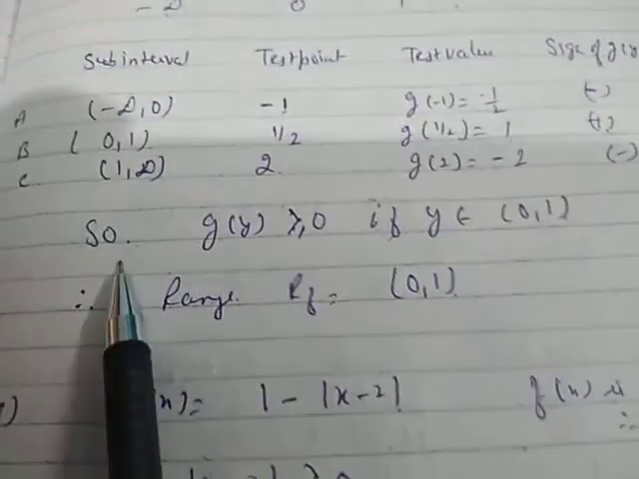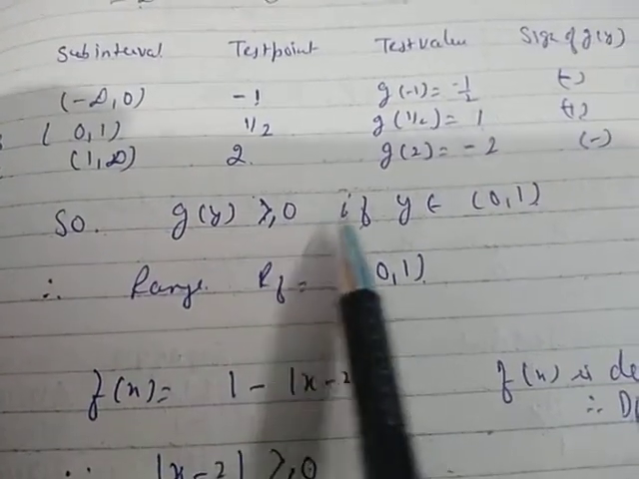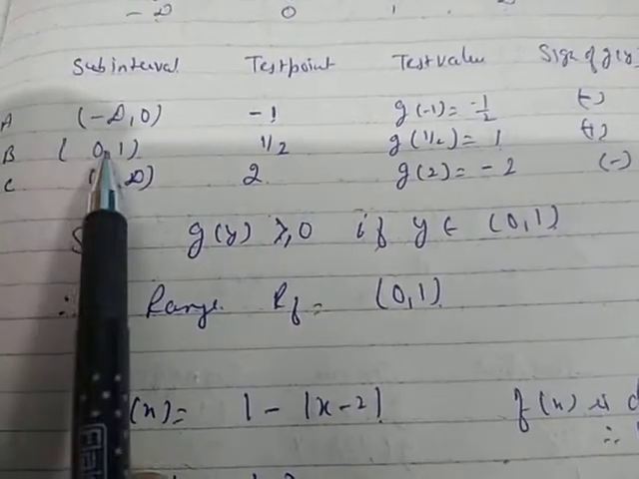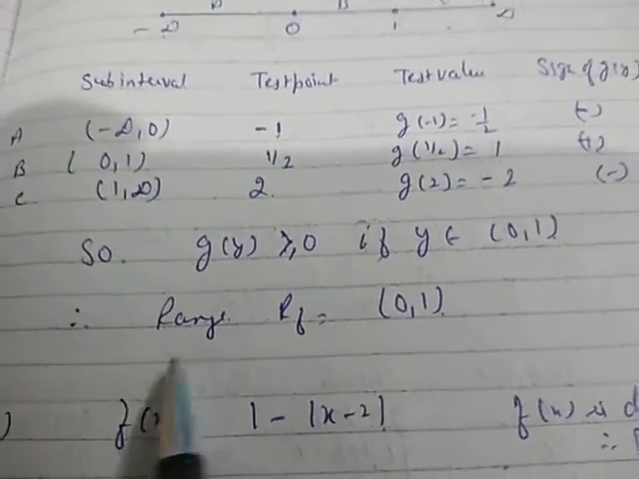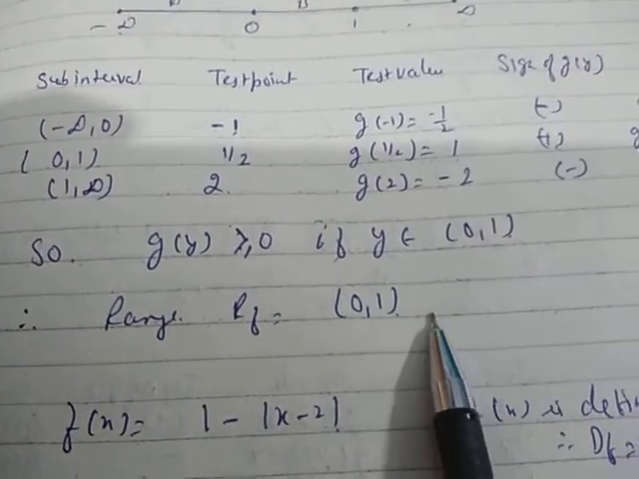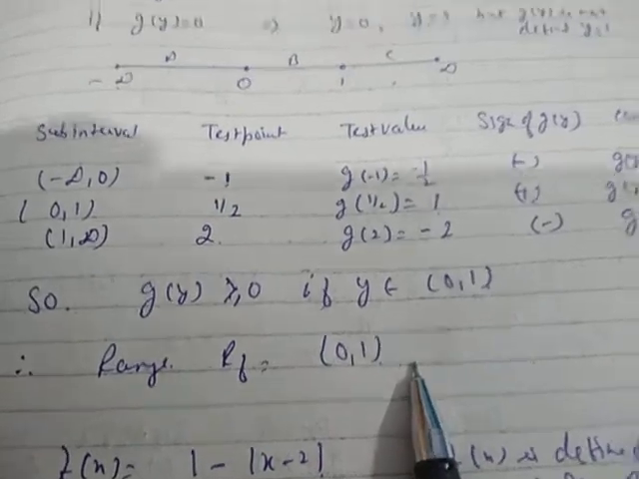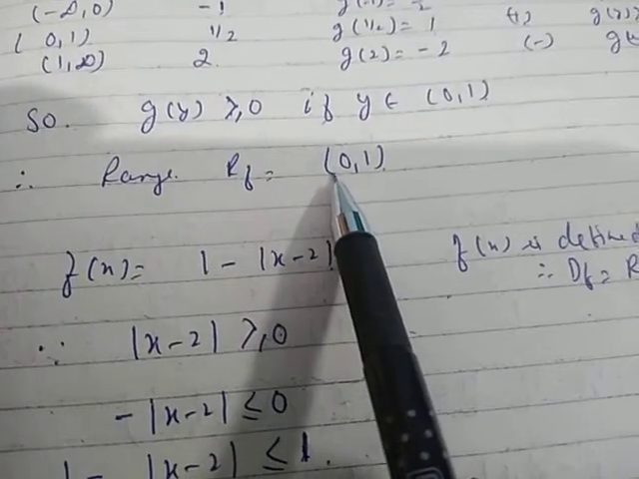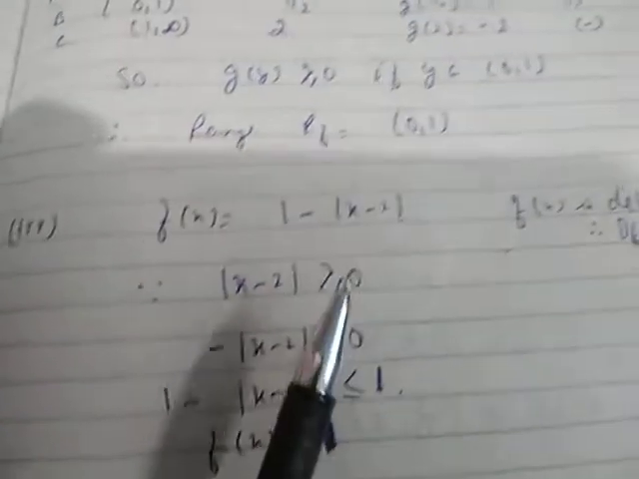Okay, therefore g(y) is greater than or equal to 0 if y belongs to 0 to 1. That means the range is 0 to 1. Clear? Now, see here children, 1 is not included here.